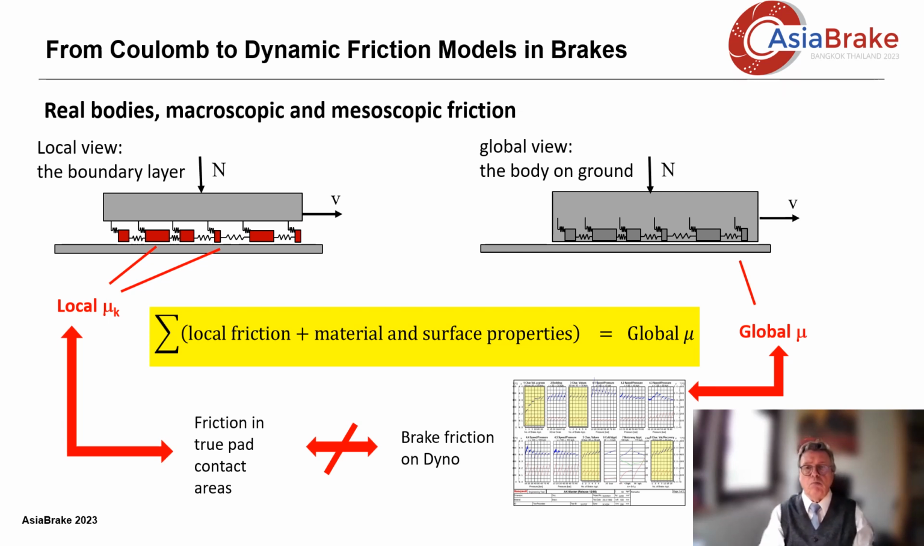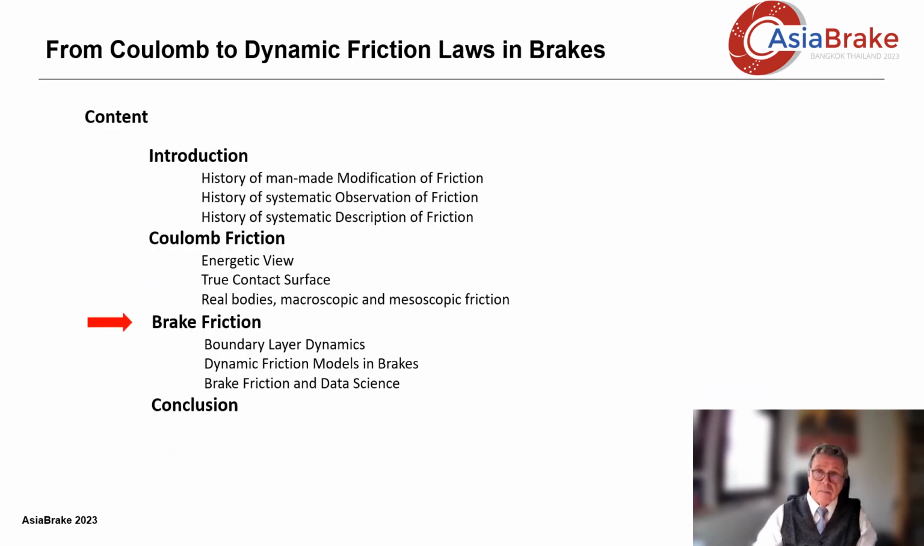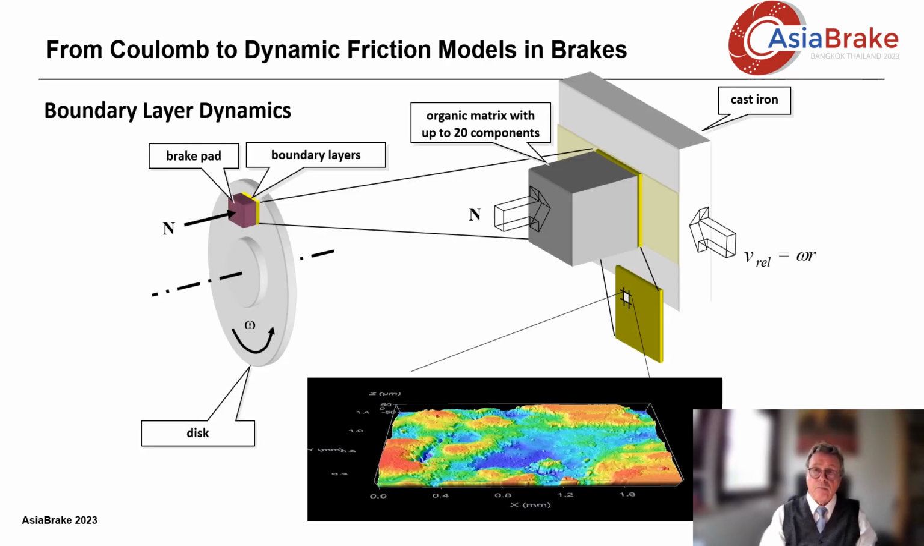The same goes with brush models or finite element models. Because of the viscoelastoplastic properties of the body, the microscopic mu value cannot represent Coulomb friction. This would only be possible if the body and the ground were absolutely rigid. Coulomb friction, therefore, describes the point contact. But let's move on to brake friction.